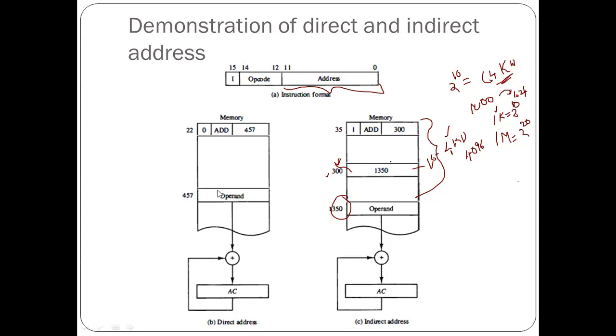you require one more bit. So the most significant bit of your instruction code we are dedicating for distinguishing whether it is an indirect or direct address. If the I bit is 0, it is a direct address. If the I bit is 1, it is an indirect address. In that way, the classification happens.